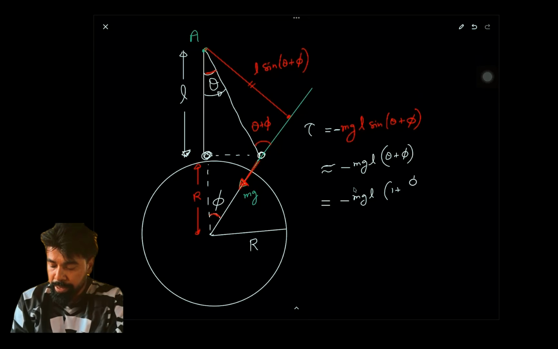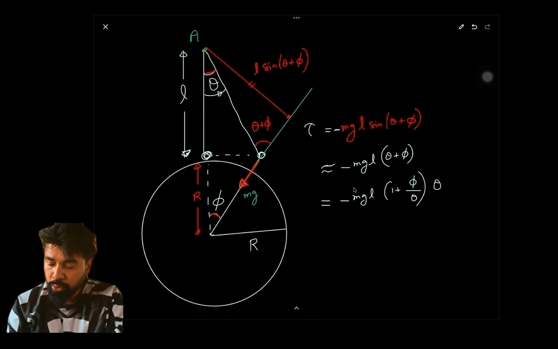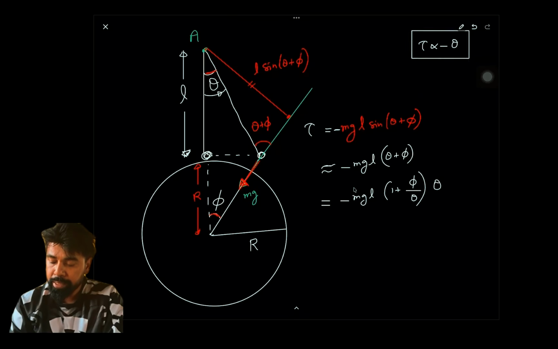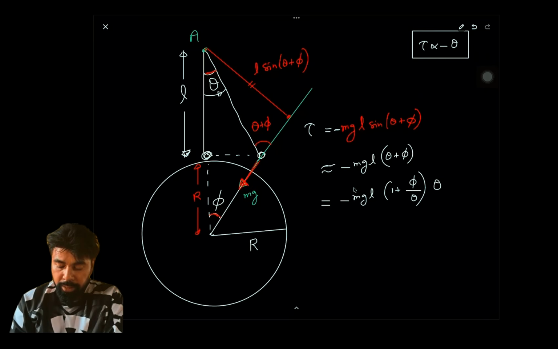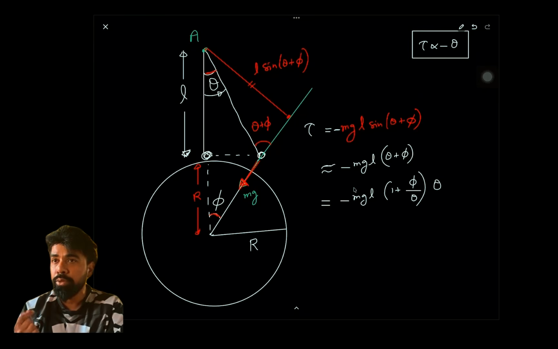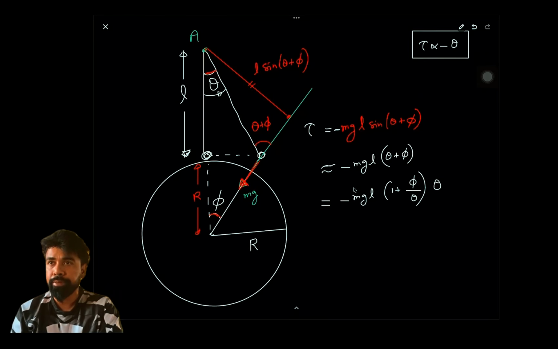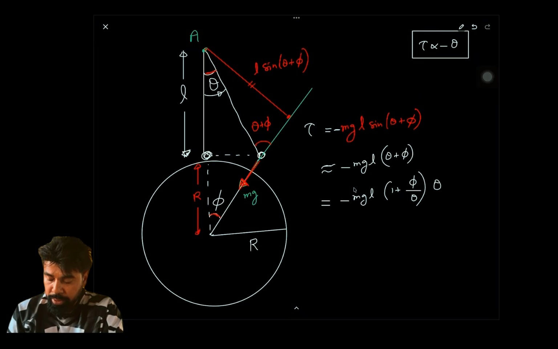Why am I trying to take theta out? Because of the simple reason that in case of SHM, we need to find tau proportional to minus theta, where theta is the displacement with respect to vertical. So if I would have taken phi out, then the torque will obviously be proportional to phi, but the theory says that the torque has to be proportional to the angular displacement with respect to the mean position, and that is theta and not phi. So this is the torque and this is an unbalanced torque.